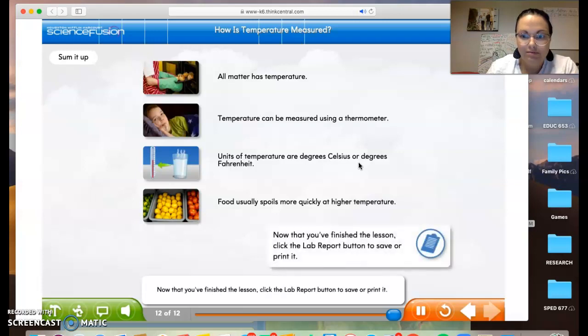Now that you've finished the lesson, click the lab report button to save. We're not going to save it, but that is the lesson. Next time you do science, you'll do a brain check. But that is our science lesson for today. Good job, scientists! Way to go! With 3 seconds to spare!